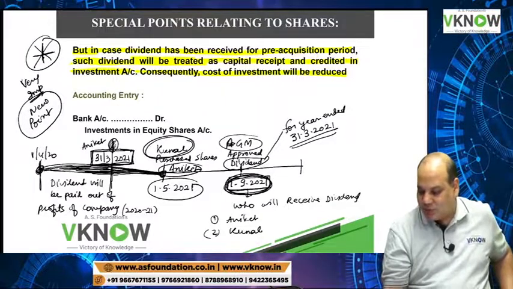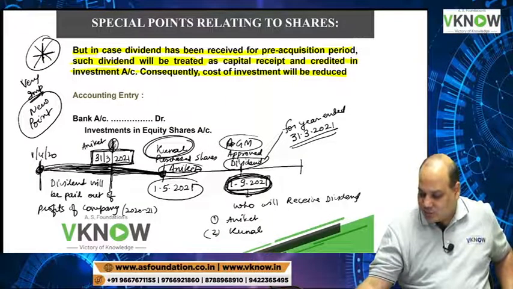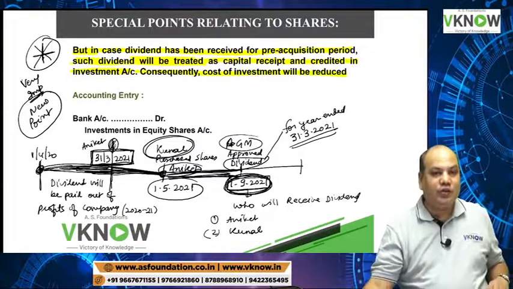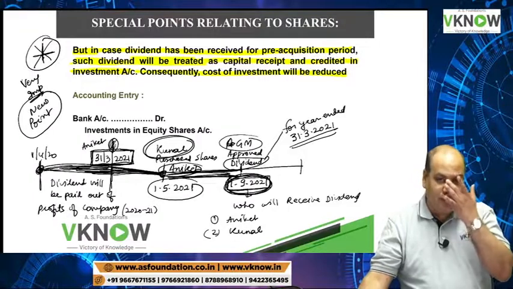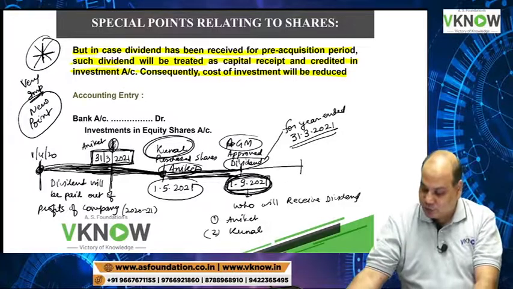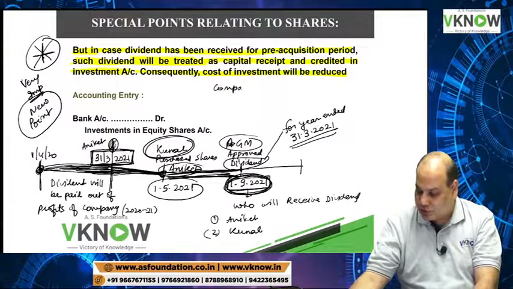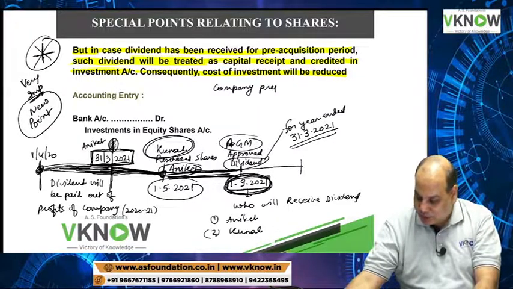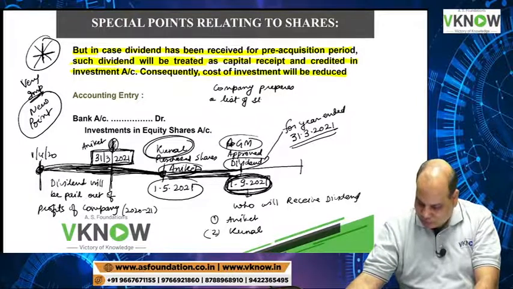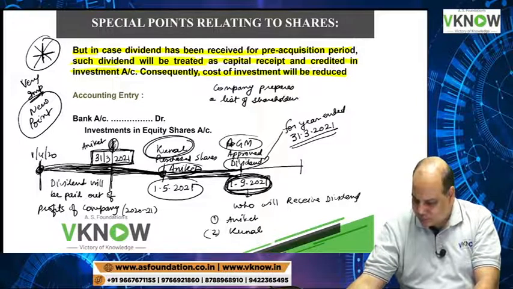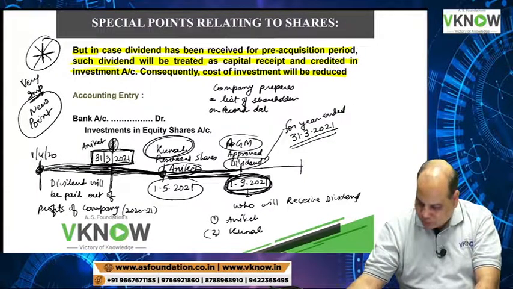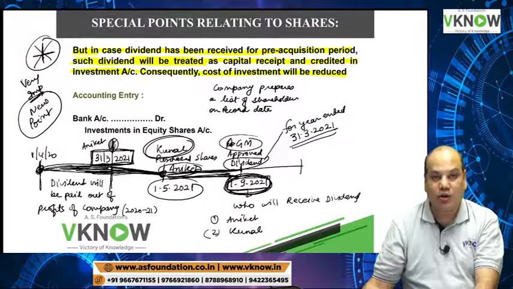So the answer is simple. Who is the shareholder now? Kunal is the shareholder. Like with a debenture holder, the company prepares a list of shareholders on a record date. All of you should know this; your law teacher will explain better. The company prepares a list of shareholders on a record date.